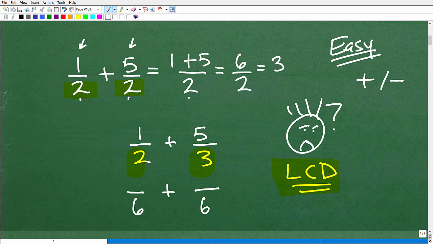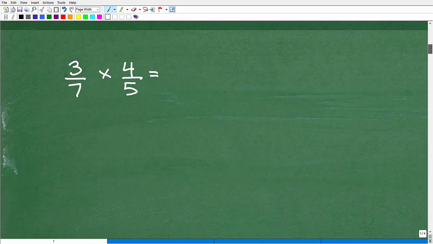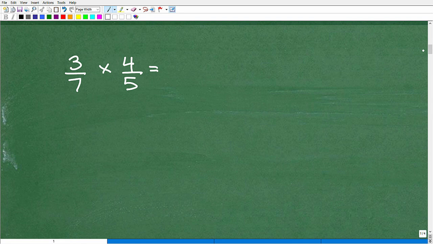adding and subtracting fractions, the same kind of concept, right? And we'll do a subtraction problem here in a second. All right, now let's move on to multiplication. And it doesn't get much easier when we're talking about multiplying fractions, because all we're going to do is multiply the respective denominators and numerators. You're just going to multiply across like so, and we'll have our answer.